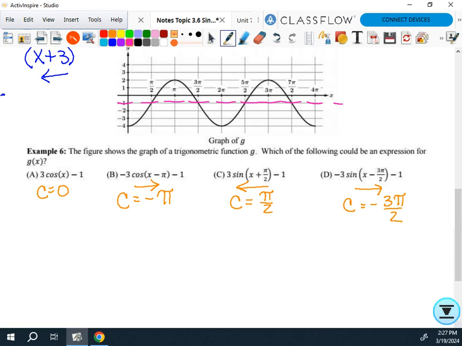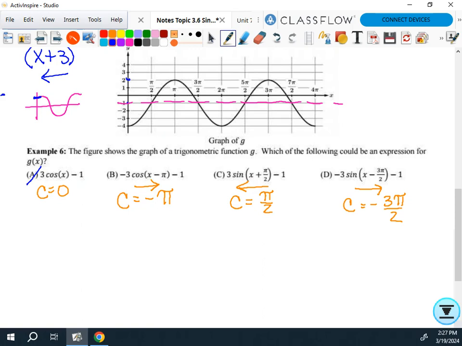Let's start with the cosines again. So cosine starts here, when I start up from the midline, unless it's a reflection, then I would start down from the midline because it would have reflected, right? So I'm here. I'm going to start up here, 3 up, not at 3, but 3 up from there. And C is 0. I don't move left or right, so I'm thinking A makes no sense. Would you agree with that? Okay. If this was -3, I'd be golden, but it's not.